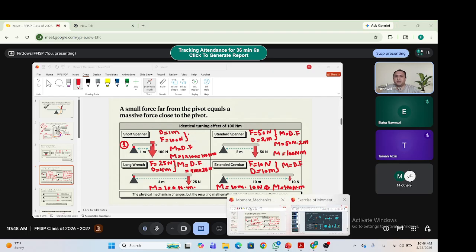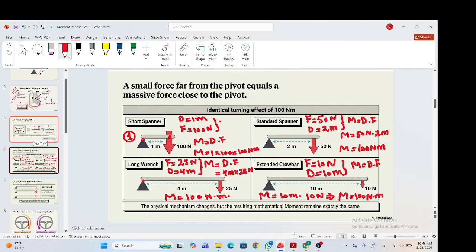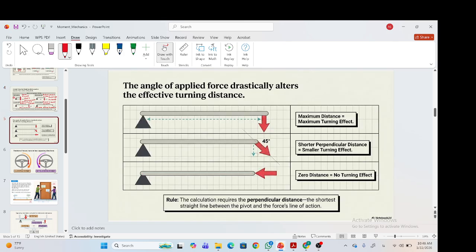Now let's come to this next slide. But here we have one very important exception. See here, you may read the title: the angle of applied force drastically alters the turning effect. But how do we apply the force to get the maximum effect of that force? So this is very important. What is needed for maximum turning effect? Here is the first condition.